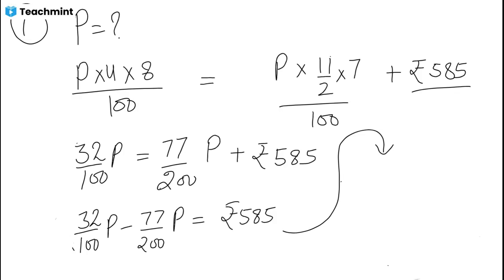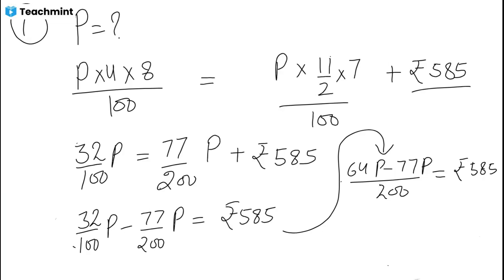Okay. So let us make the denominator the same by multiplying and dividing by 2. Now you got it. So I'm writing the direct value. 64p minus 77p over 200, because the denominator will be the same, 200 and 200. Then we are subtracting, and rupees 585.